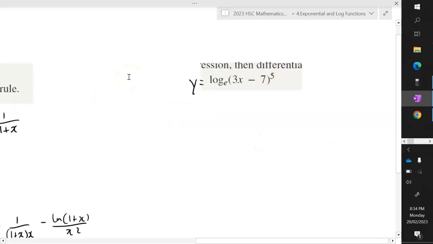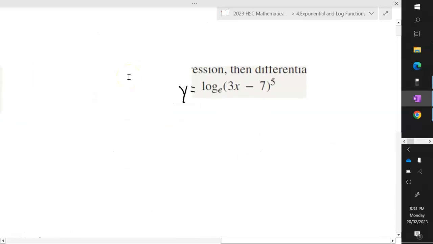Okay, here's another slightly different one. Here's my function y, and y is equal to log e of (3x minus 7) to the 5, and we want to find y dash. So before I can do that, I need to think, well, I have a 5 up there, and with my log laws, I can bring that 5 down to the front. So before we find y dash, let's neaten up our y.